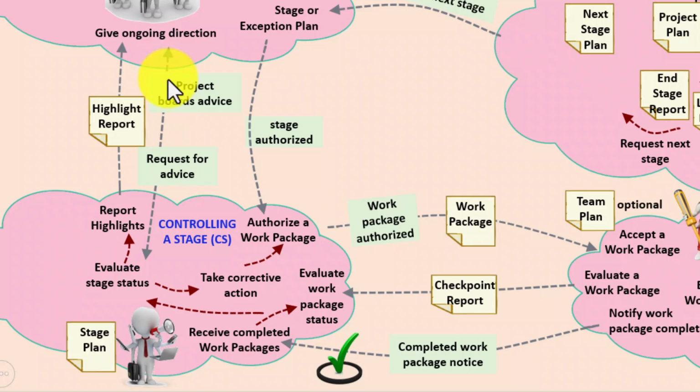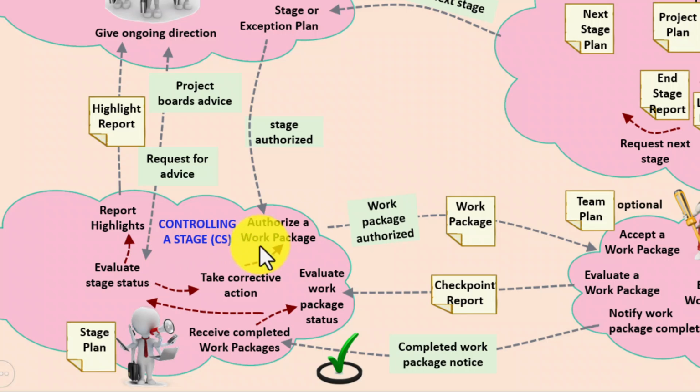So it could be the project manager requesting advice from the project board that they might then use to take this corrective action or not. And it's also where the project board can provide answers or advice of their own to the project manager. So this is ongoing, frankly, between directing a project and controlling a stage. And although not shown here, give ongoing direction could also be upwards and outwards to any other key stakeholders. So the project board could, for example, be giving advice to the commissioning or business layer or any other senior stakeholders. Back into controlling a stage.